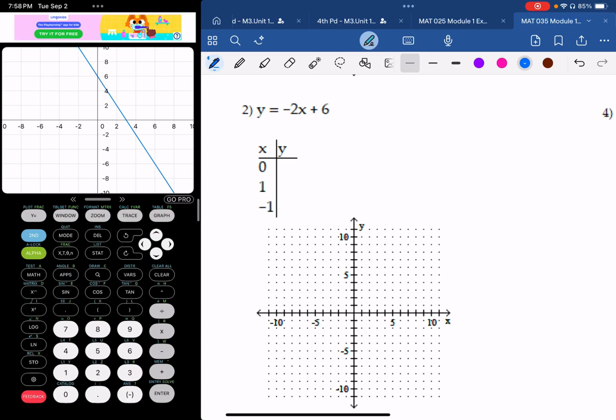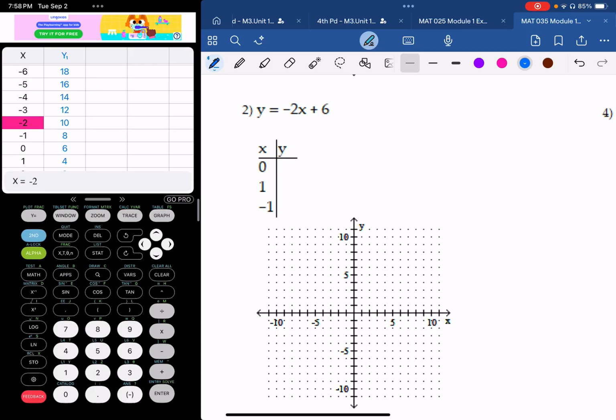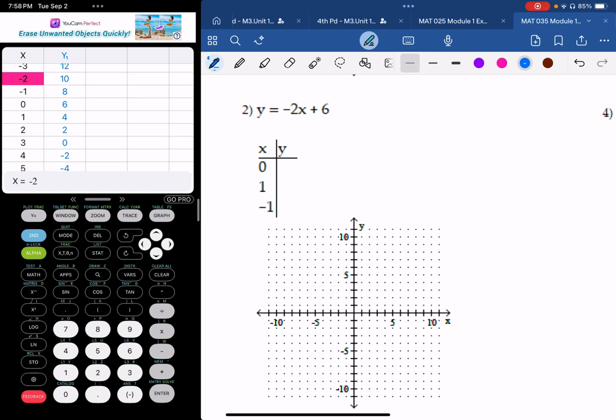To get my table values, I'm going to press second graph. Okay, I'm going to scroll until I see what I want. So 0, 6, 1, 4, and negative 1, 8. And now I can plot those. So 0, 6. I'm not going to go anywhere left or right, but I'm going to go up 6. 1, 4. I'm going to go to the right 1 and up 4. And then negative 1, 8. I'm going to go to the left 1 and then up 8.